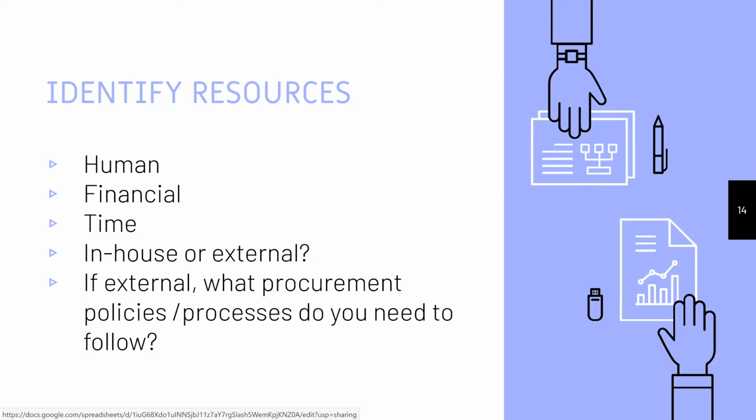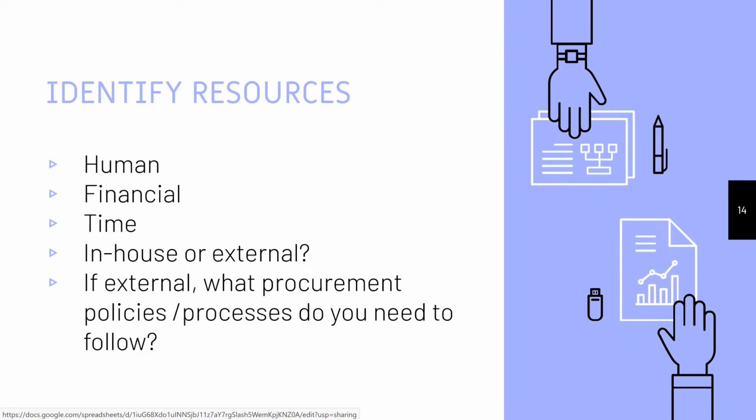And then for us at SFU, as an example of policies and processes that we need to follow, we have a budget ceiling, after which there are administrative requirements that we have to follow. So we need to work with our procurement department if we exceed a certain budget. And all of this takes time and coordination. So you need to keep things like this in mind when identifying what resources are going to be needed.